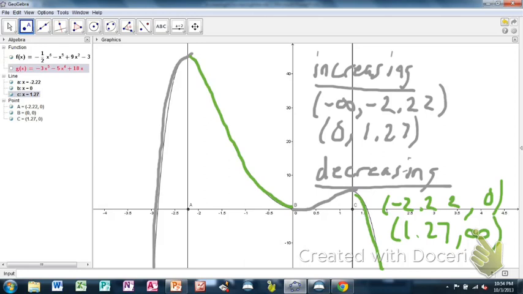Great. I hope at this point you have an understanding of what increasing and decreasing intervals are. I would like to work an example from your textbook to show you how you can just look at the equation and make those determinations. So let's do that.